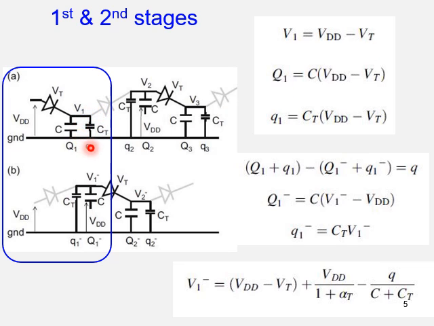This portion indicates the top plate parasitic capacitance, CT. And this large Q and small q indicate the first stage capacitance, how much charge is stored in the main capacitor and top plate parasitic capacitance CT. So because V1 is given by this, Q1 is respectively given by this equation.